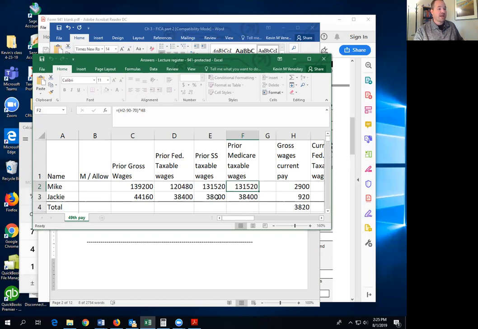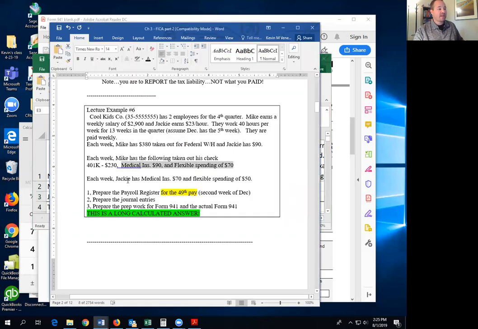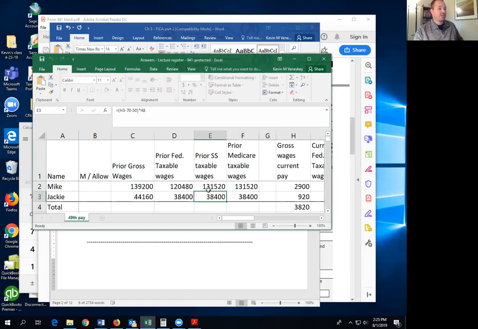So we do the same for Jackie. We start out with her 920 as our base, so H3. And then we subtract the two amounts that I give us in the problem. She doesn't have any 401k, but she does have the medical insurance and the flexible spending. So we take out the 70 and the 50 from the 920 starting point, the gross, multiply that by 48 pays. It's going to be the same as Medicare because we haven't even come close to hitting the Social Security cap.